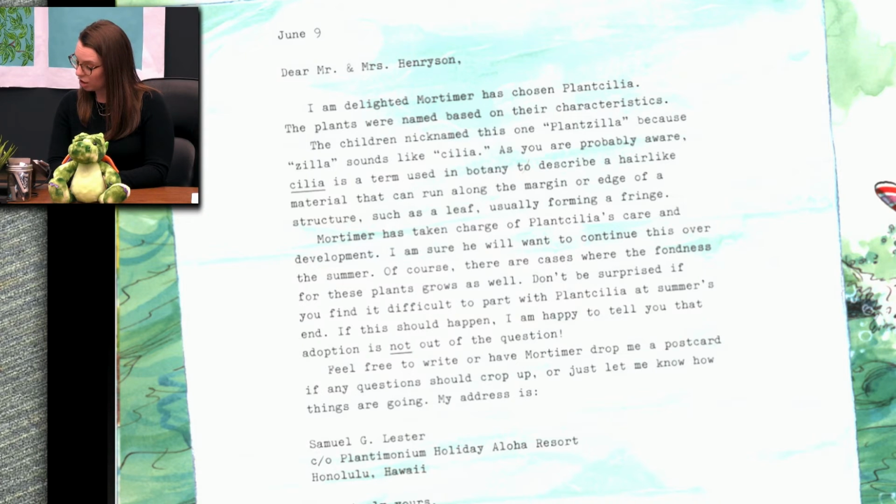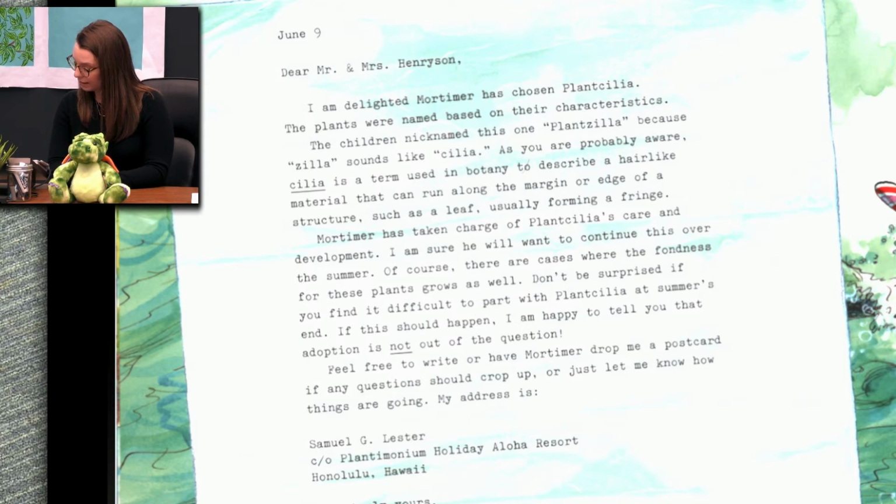Mortimer has taken charge of Plant Cilia's care and development. I am sure he will want to continue this over the summer. Of course, there are cases where the fondness for these plants grows as well. Don't be surprised if you find it difficult to part with Plant Cilia at summer's end. If this should happen, I am happy to tell you that adoption is not out of the question. Feel free to write or have Mortimer drop me a postcard if any questions should crop up, or just let me know how things are going.